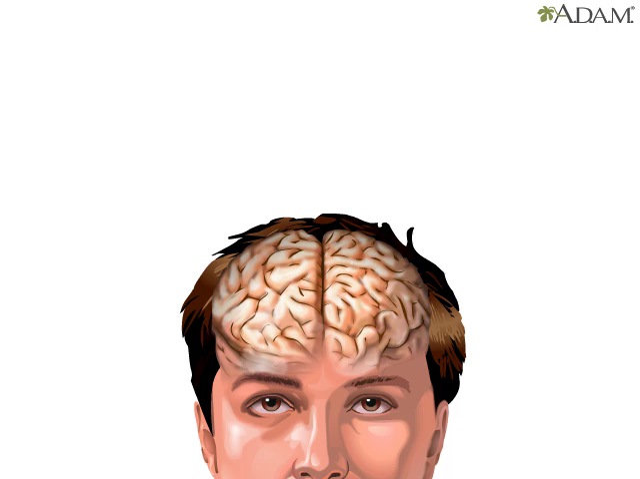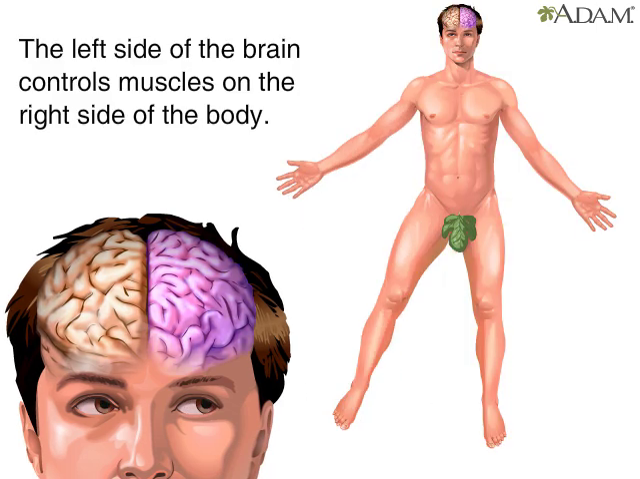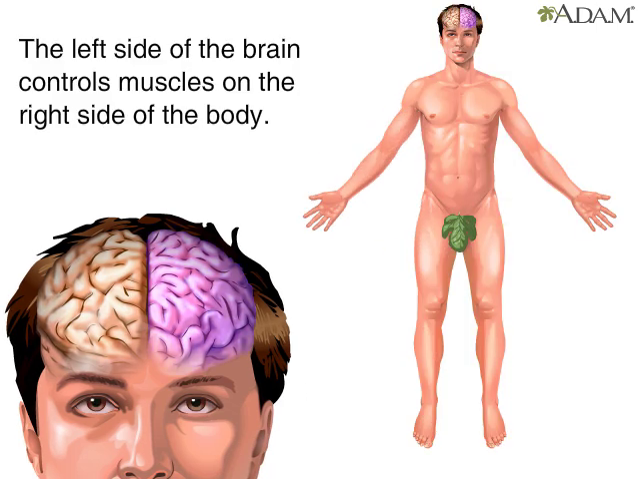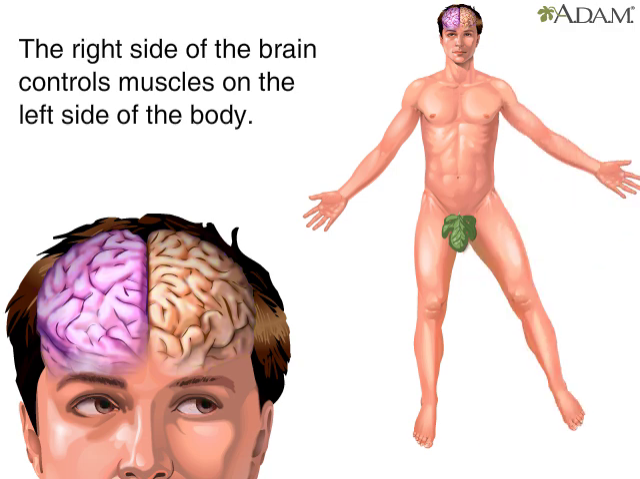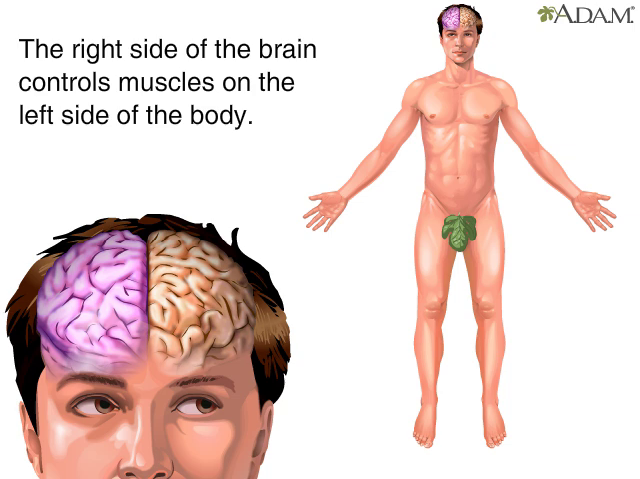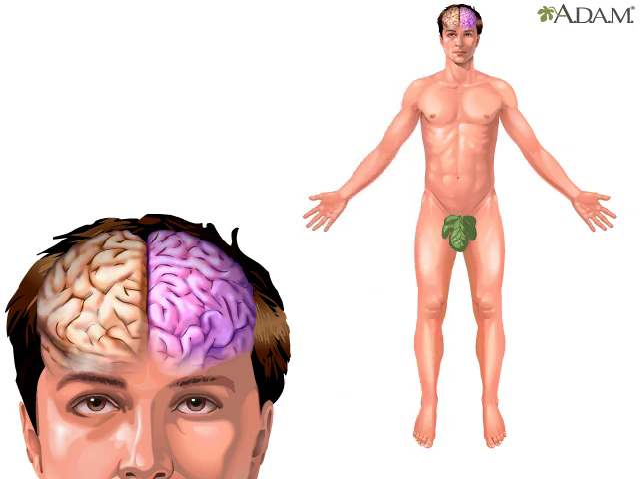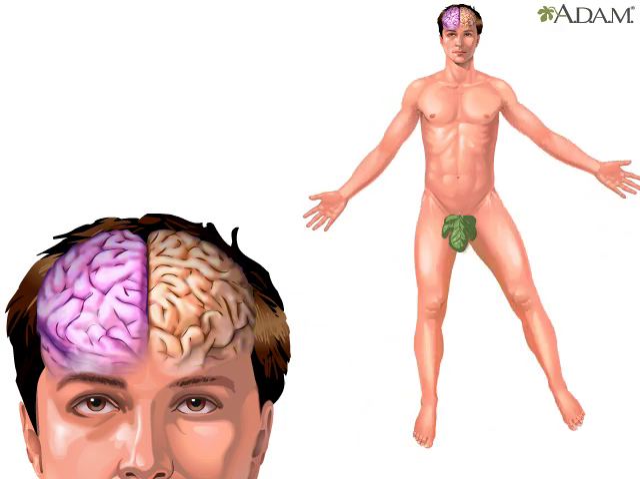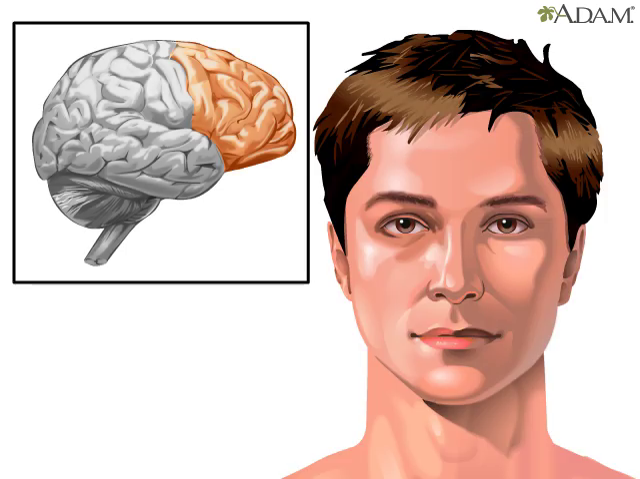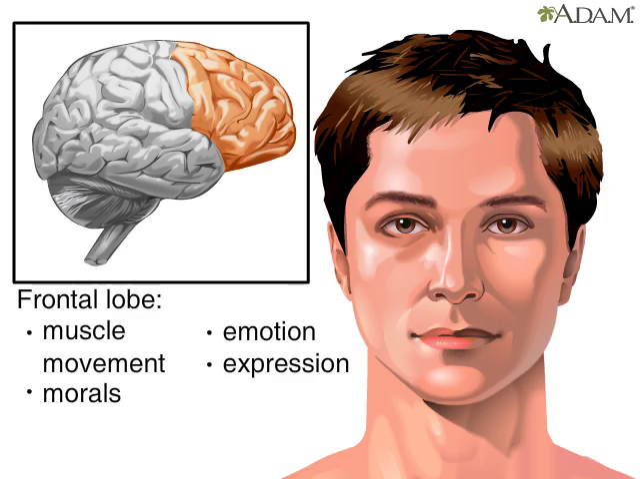inside of the skull. Here, the left side of the brain is highlighted to show the control over right arm and leg movement, and the right side of the brain is highlighted to show the control over left arm and leg movement. The left side of the brain controls the muscles on the right side of the body, and vice versa. Voluntary body movements are controlled by a region of the frontal lobe.